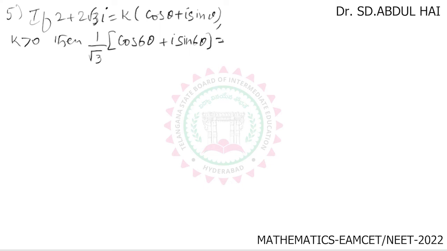1 by root 3 is equal to, the options are: first option is 1, second option is 1 by root 3, third option is root 3, and the fourth option is root 3 by 2. So this question belongs to your complex numbers. We want the value of 1 by root 3 into cos 6 theta plus i sin 6 theta. Right? So write down the solution.